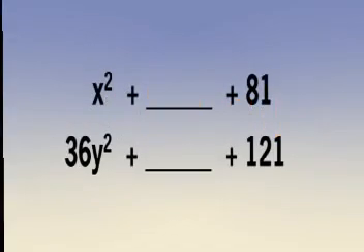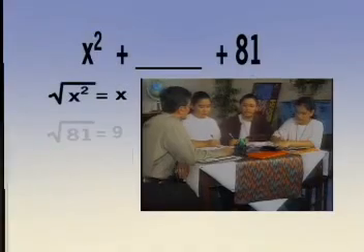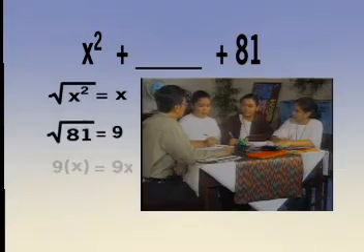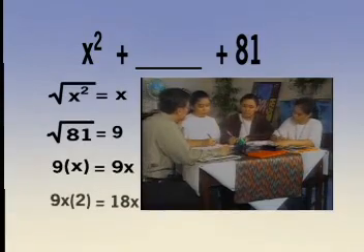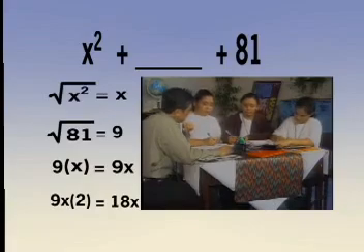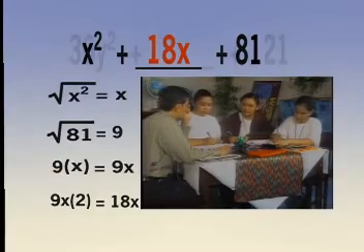Can you answer the next two? The square root of x squared is x. The square root of 81 is 9. X times 9 equals 9x. Double this product: 9x times 2 equals 18x. The trinomial is x squared plus 18x plus 81.